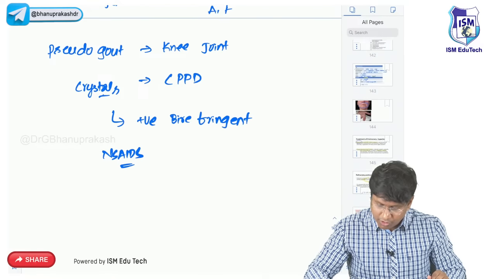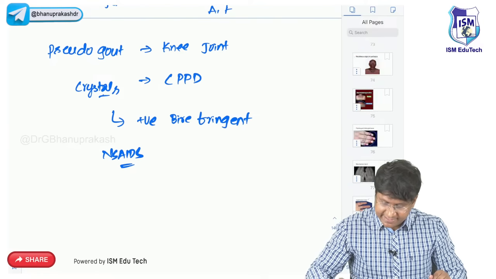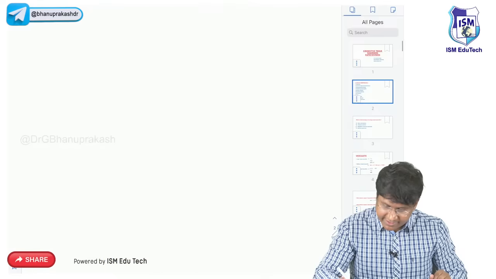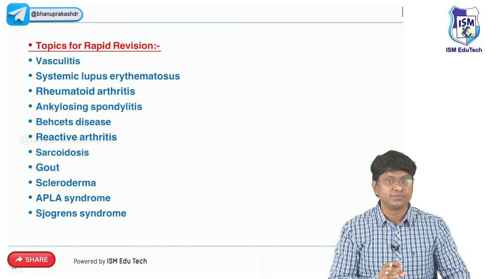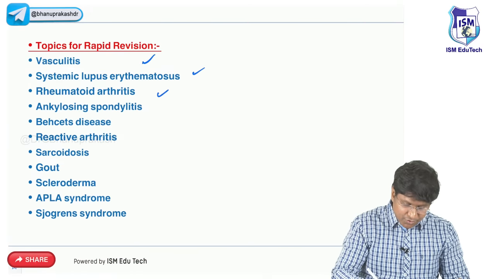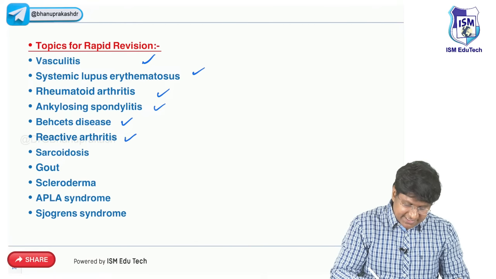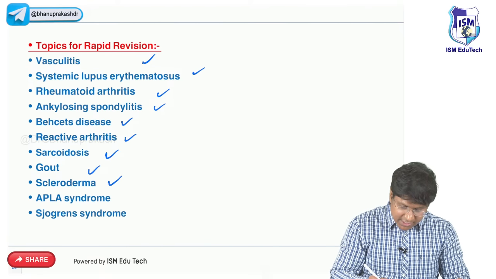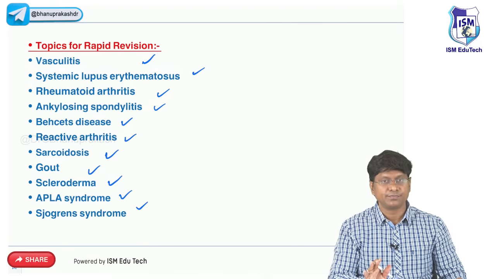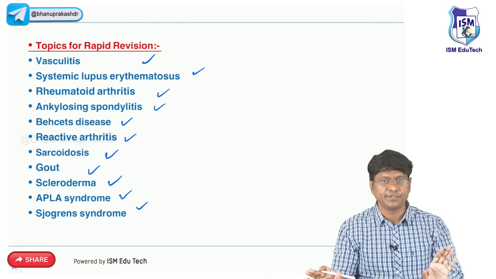So what all topics we have completely revised. We are done and dusted with all these topics, right? That is vasculitis, SLE, rheumatoid arthritis, ankylosing spondylitis, reactive arthritis, sarcoidosis, gout, scleroderma, APLA, and Sjogren's syndrome. We are done with all the connective tissue disorders.